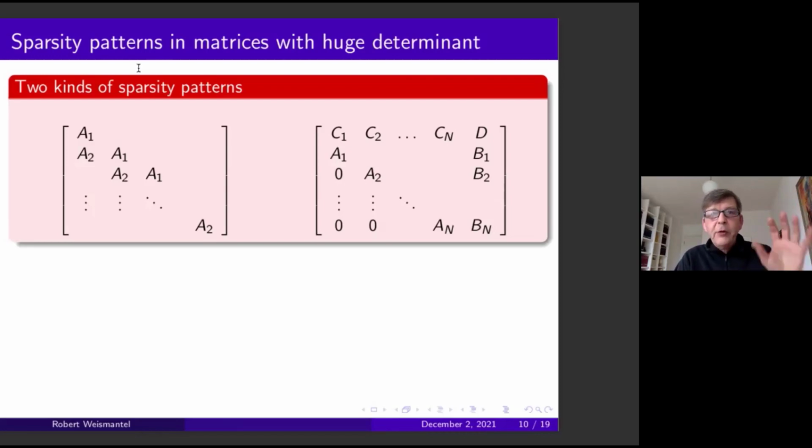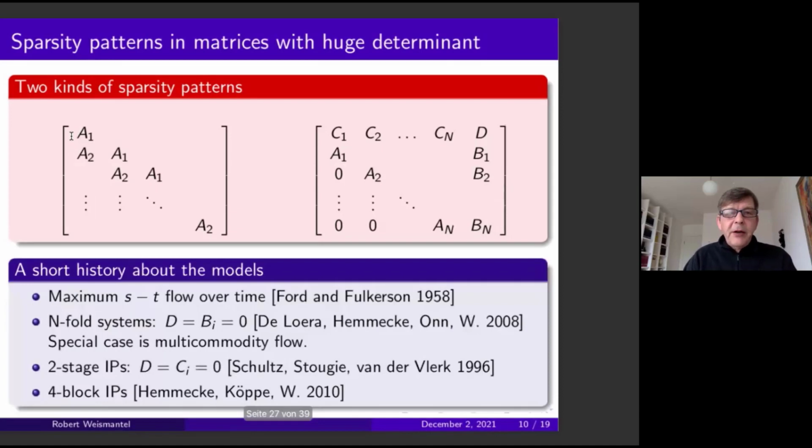So now from A, we go to sparsity patterns. Now, I drew here 2 matrices, and these are matrices where you can clearly see they have a sparsity pattern. So why did I draw exactly those? Because this is really not something new. Sparsity patterns have been studied for decades. And one very prominent example is, by the way, maximum s-t flow over time by Ford and Fulkerson from the 50s. And this is really the picture on the left-hand side.